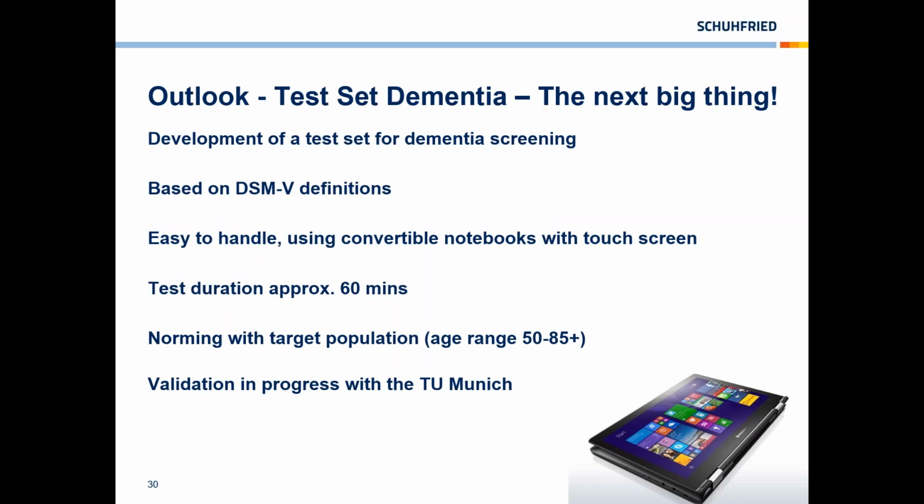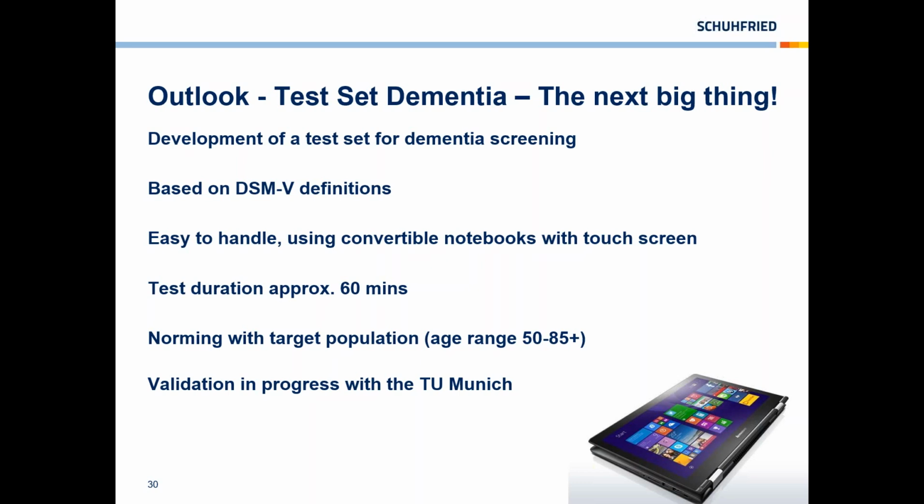This is probably the next big thing. So I'd like to give you a small outlook on what's to come in that respect. We're working on test set dementia for quite some time now. It's keeping us all very busy for months now. But the test set dementia is now, from the technical side, mostly done. We're currently in the validation phase and the norming phase.